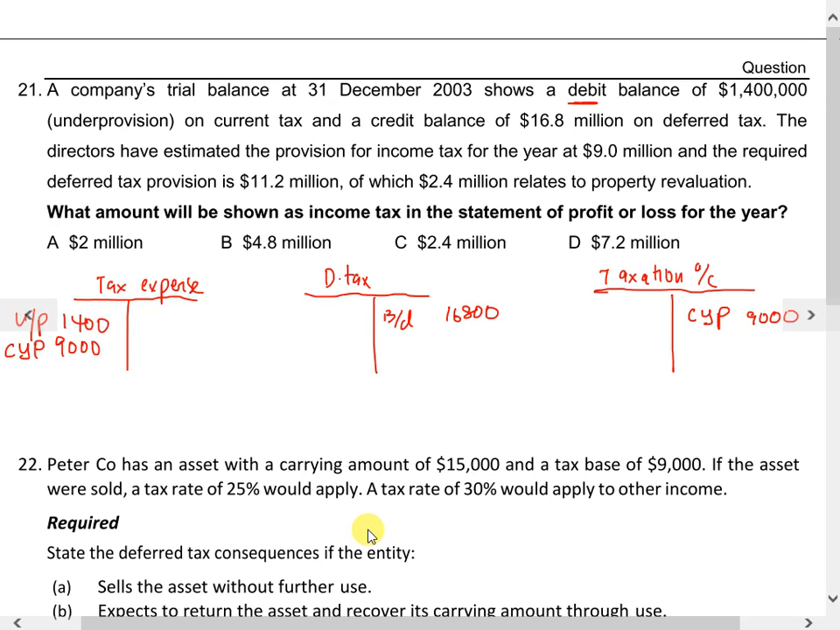And the required deferred tax provision is 11. No need to calculate, they give us that the liability is 11, of which 2.4 relates to revaluation. So remember here we have a revaluation reserve of 2,400. Credit means to increase our liability and it is included here, meaning the balance is what?